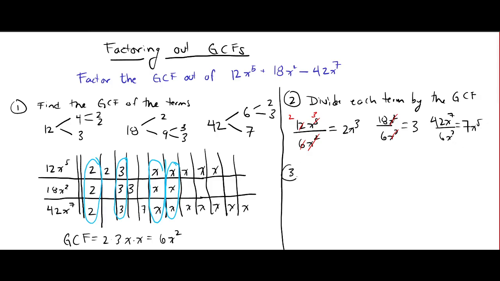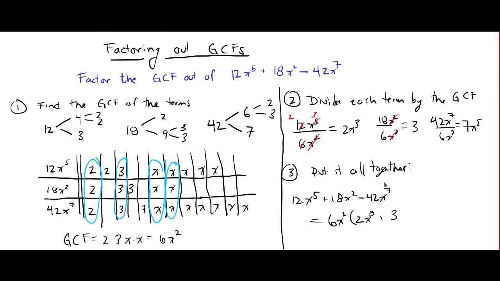And then the last step, we put it all together. So our original polynomial was 12x to the fifth plus 18x squared minus 42x to the seventh. So we're going to write it this way. The GCF is 6x squared. We're going to put that out front. And then in parentheses, we're going to put these terms here. So we got 2x to the third plus 3, and then 7x to the fifth.